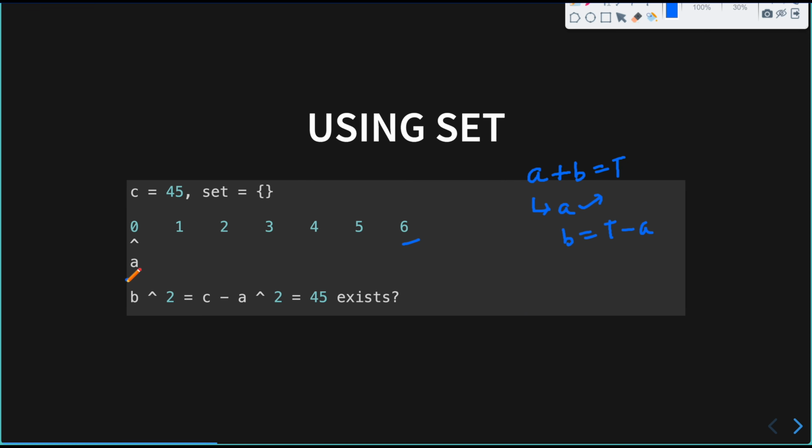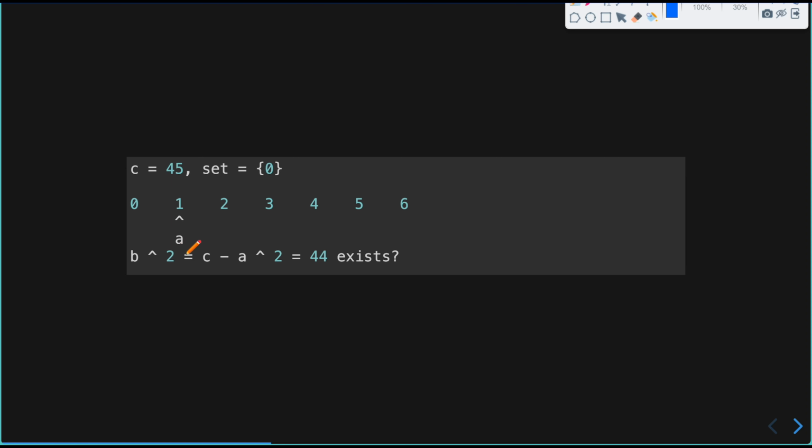Initially, a will be equal to 0. Then what should be the value of b? It should be c minus a square, which is 45 minus 0. So it is 45. But does it exist in the set? The answer is no. So we will just continue and add a square to the set in this case. Then a becomes 1 and we try to find b equal to 44 in the hash set. And the answer is again no, right? Because 44 does not exist in the set. So we will just continue and add 1 into the set now.